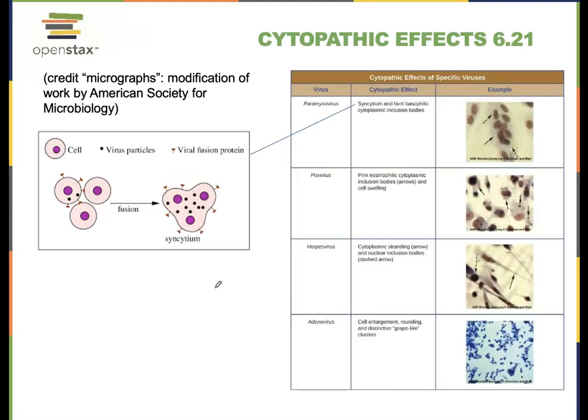Okay, when a virus infects a cell, there are some visual changes in the morphology of the cell. So I wanted to show you that. Then there is this term called syncytium. So that's kind of a tricky word to say. Syncytium.